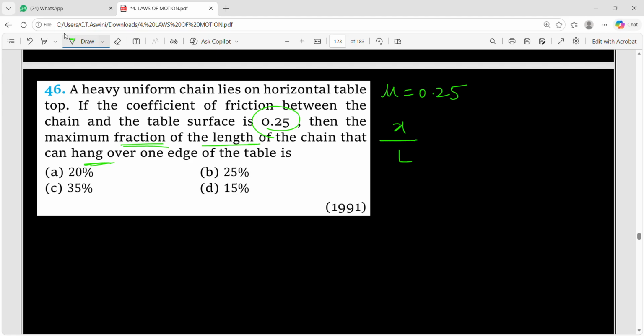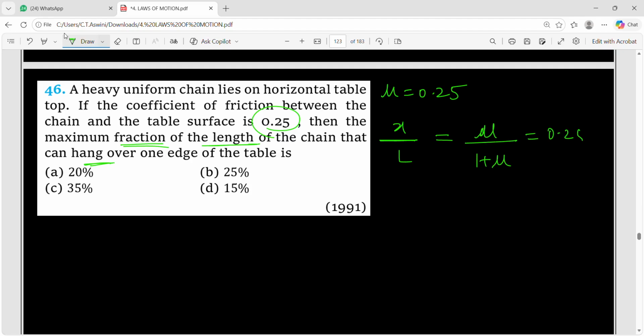If they ask you what is the fraction of the chain on the table, then what will you do? L minus x by L. Be very clear with the concept. x is the hanging length, L is the total length. They are asking the fraction of the length that is hanging. So x by L. So what is this value?